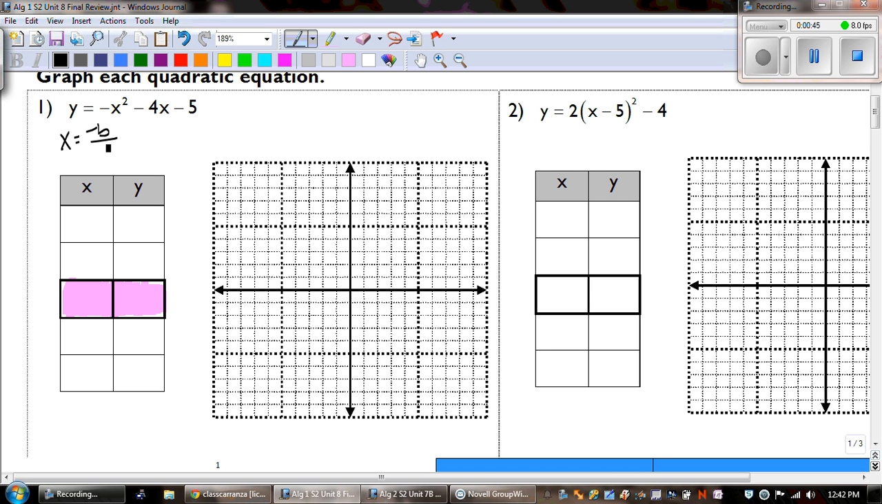Well, to find the x, we do the opposite of b over 2 times a. So the opposite of, well, what's a? What's b? Remember, a, b, c. So the opposite of b is -4, so b would be 4 divided by 2 times, and a is -1, which turns into 4 over -2, which is -2. So that just tells us the x, okay? And then from there, we know -1, 0, -3, and -4.